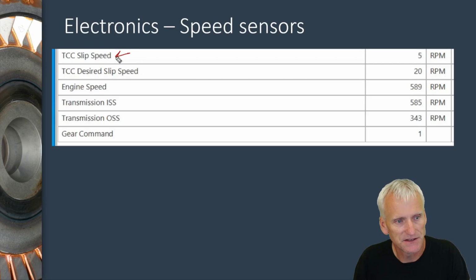These are some calculations that the TCM can do. It's saying TCC slip speed. Basically, that's the difference between the engine speed and the input shaft speed, because what lives between the engine and the input shaft? The torque converter. So if they're applying the torque converter clutch, it's trying to make those two go the same speed. So like right here, you could see the difference between these two is only 4 RPM. It's serial data, it probably missed it a little bit, and it says 5 RPM there. But basically, this slip speed is always going to be whatever the difference between these two values are.